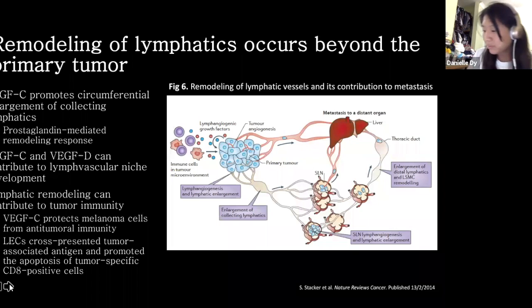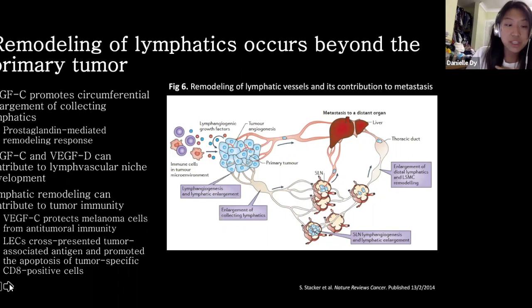Okay. So now that we've talked a little bit about the primary tumor, it's important to note that beyond just the remodeling of lymphatics around that initial primary tumor, there are other ways that lymphatics can remodel. So we're going to be talking about three.